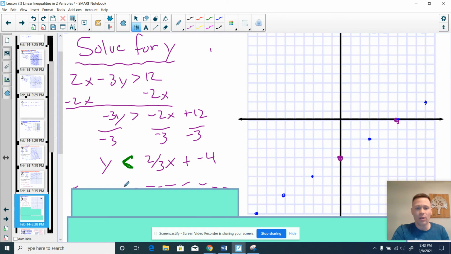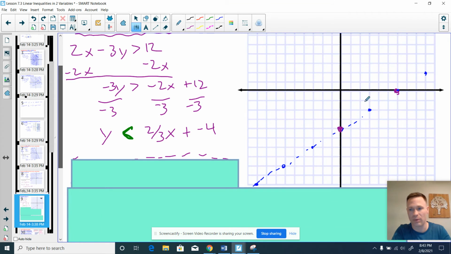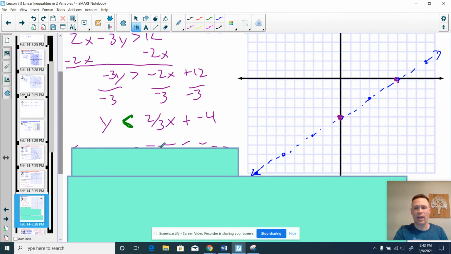Now, you can also graph this using the intercepts method. This is a dashed line because I have a symbol that is greater than, which turned into less than when I solved for y. Okay. And so I have my line graph.